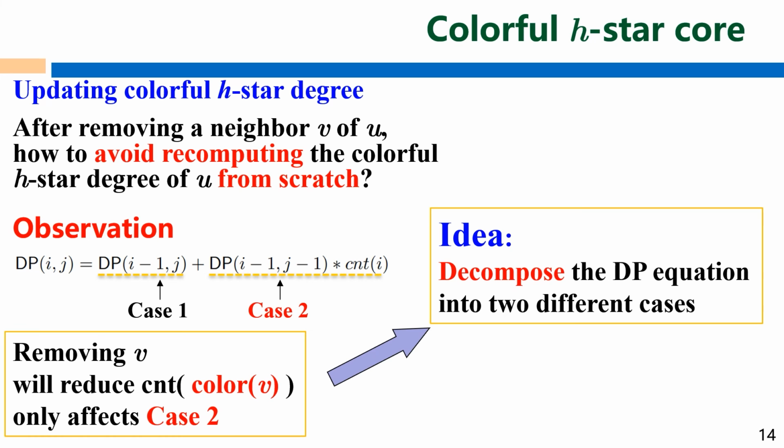We developed a novel algorithm to achieve this goal, based on our observation that the removal of V reduces color counts. Thus, it only affects the results computed in case 1. Therefore, it's unnecessary to recalculate the entire DP table again because the result in case 2 remains the same. Therefore, our idea is to decompose the DP equation into 2 different cases.